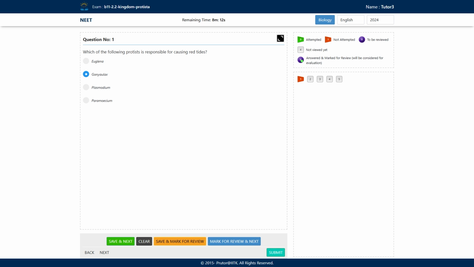Plasmodium causes malaria. Okay, Euglena, we have talked about Euglena also. These come under euglenoids. Paramecium, this is a ciliated protozoan.